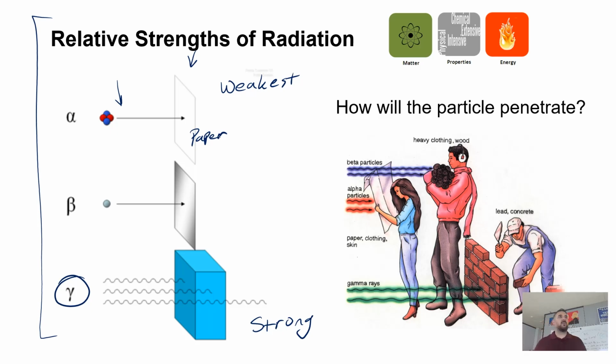The question you're going to see is going to ask you something along the lines of: paper can block what type of radiation? Aluminum can block what type of radiation? Lead is needed to block what type of radiation? So alpha can be blocked by your skin. If you're hit with alpha radiation, it's just going to bounce off your skin.